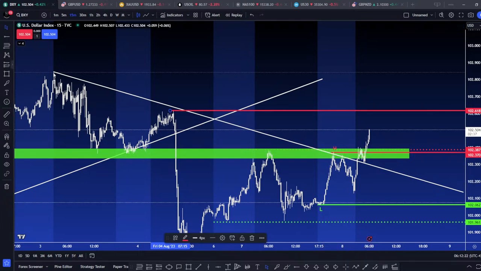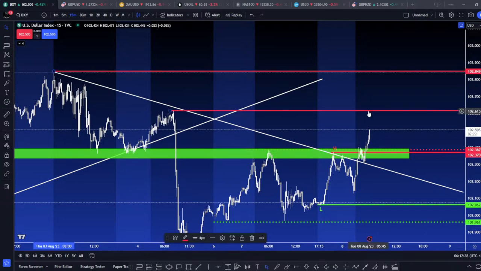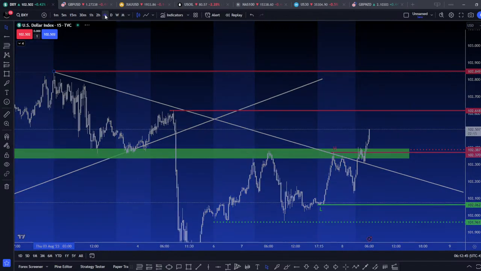But there's another high again over here, and this would be for Thursday, and that high was made at 3 o'clock in the morning when the Asian session was over with. So there's no telling really where the dollar will get to, if it will get to Friday's high or Thursday's high. All right, guys. So I like to, again, look at the higher time frame.